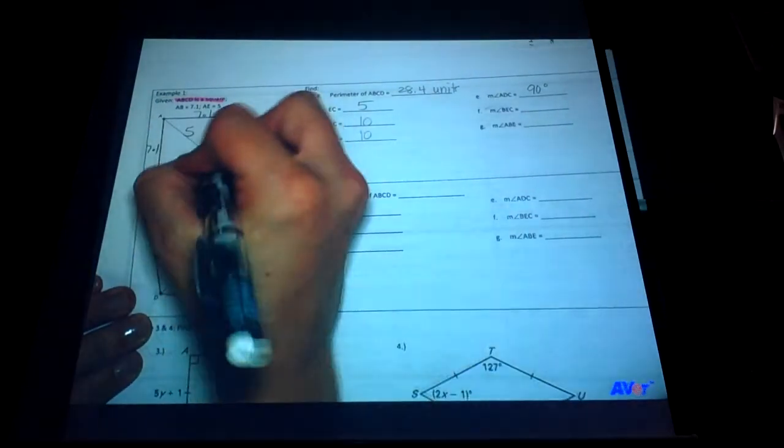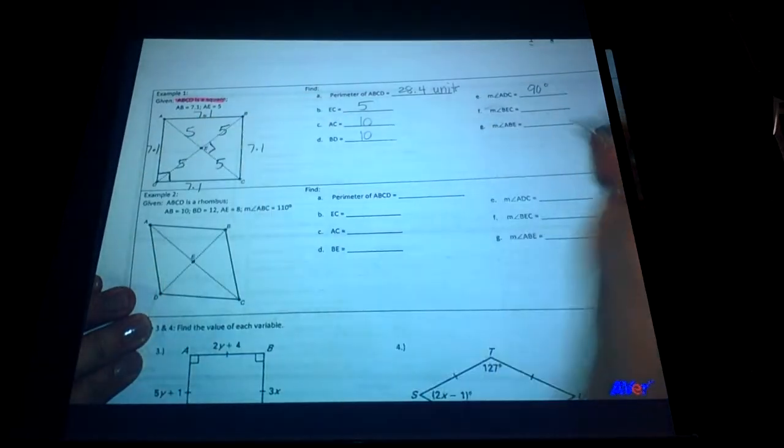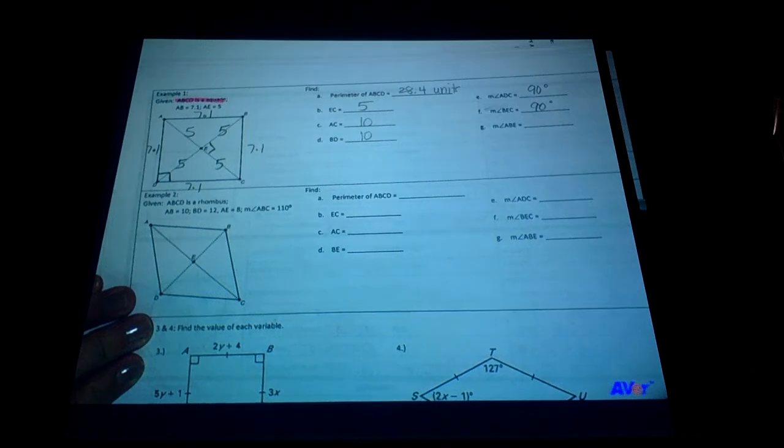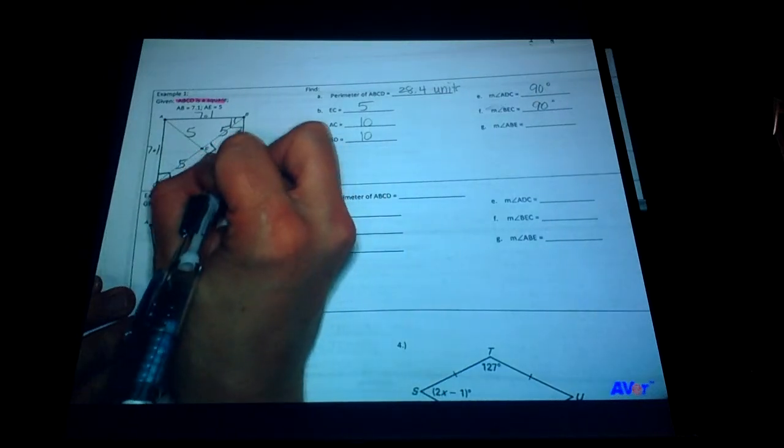Now if I'm looking for angle BEC, my diagonals are perpendicular, that's 90 degrees, because a square is a rhombus, that's a property of a rhombus. And angle ABE, that's just this one here. Well, remember that whole thing is a right angle, and the diagonal bisects the angle, so that would be 45 degrees.